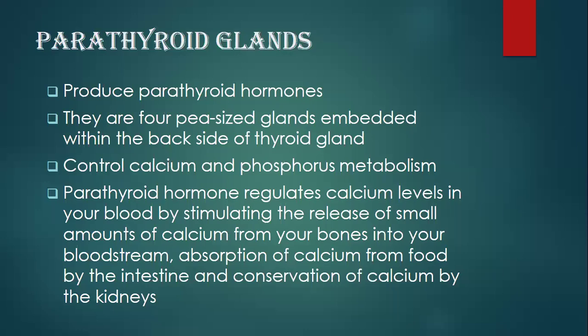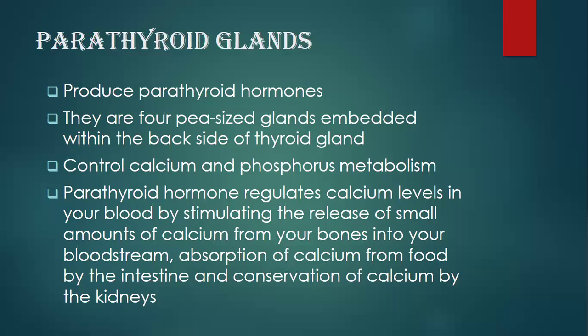And what do they do? They produce parathyroid hormone. That's what they do. Their function is that they control calcium and phosphorus metabolism, the level of calcium and phosphorus. That's their major function. So parathyroid hormone regulates calcium level in the blood.